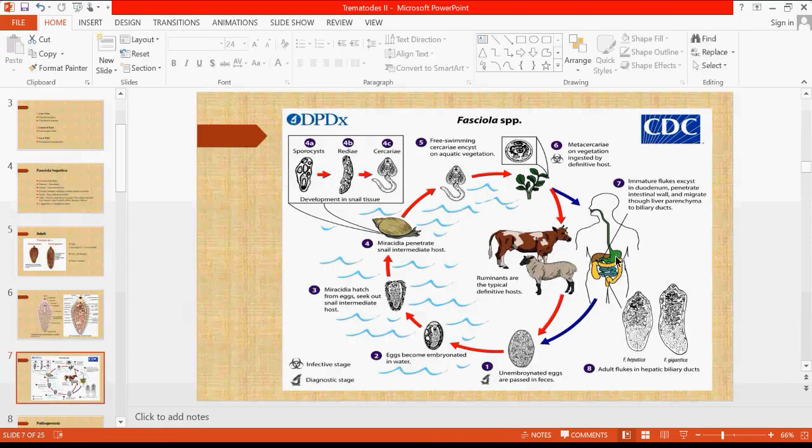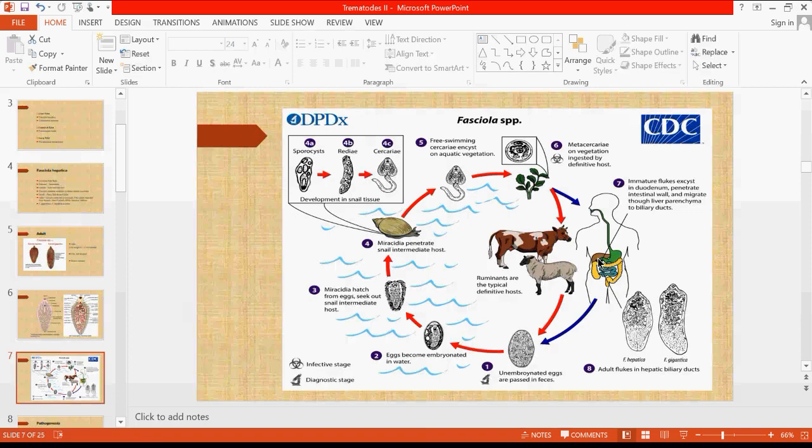So what will happen when they are ingested into the intestine? They go up to the duodenum. Then the encysted metacercaria will excyst. They come out of the cyst, and then they penetrate the intestinal tract and reach the peritoneal cavity. Okay, so they reach the peritoneal cavity, and then they travel upwards to the liver. They directly penetrate the liver parenchyma and reach the hepatic parenchyma, where they reside in the hepatic ducts, and then in the hepatic ducts they turn into the adult form.